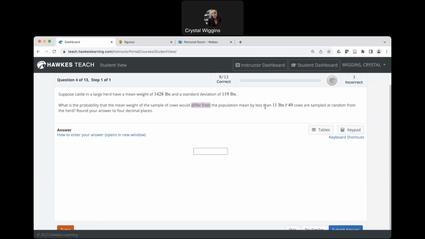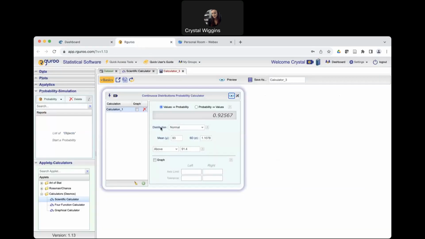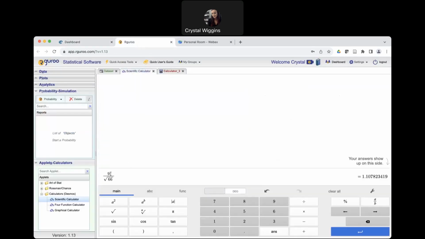But first up, let's calculate our standard error of the mean by taking our standard deviation of 119 and dividing it by the square root of the sample size, which they've set to 49 cows. I have passed the central limit theorem because my sample size is greater than or equal to 30. Okay, so I'm going to come over here to my scientific calculator. I am going to enter 119 as my numerator and 49 underneath the square root in my denominator to get a very clean standard error of 17.